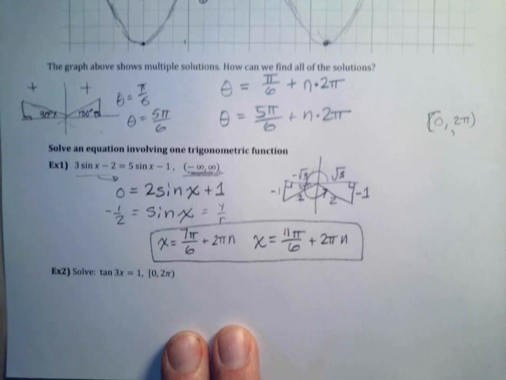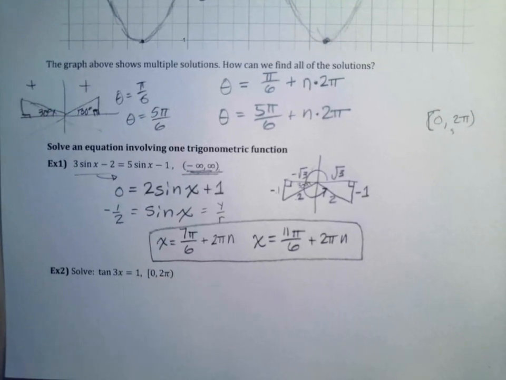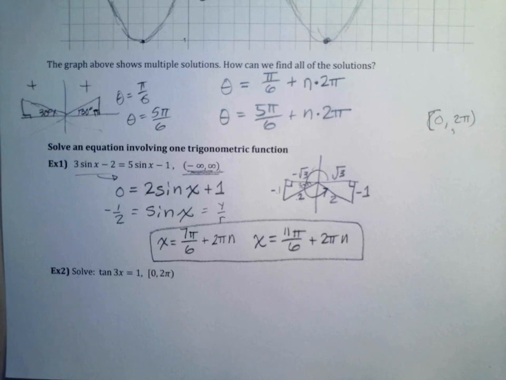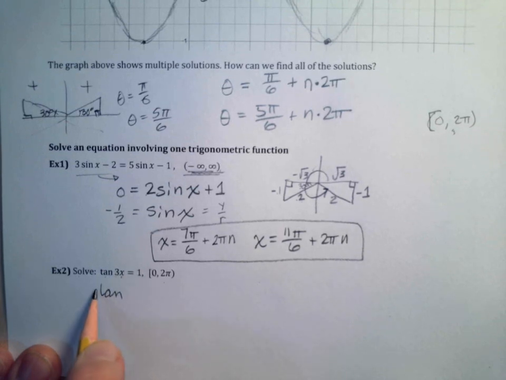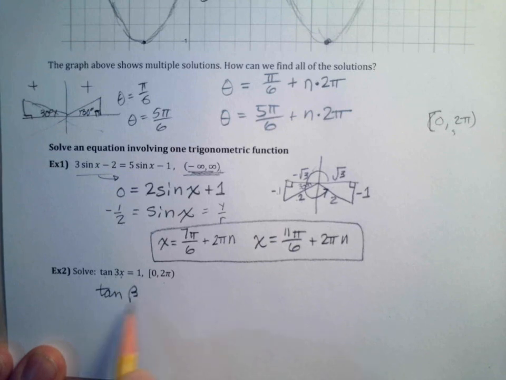Okay, now the next one is asking us to just do one revolution. What are the solutions in one full revolution from 0 to 2 pi? All right, so what we sort of want to do is a substitution almost. Because it's tangent of 3x, I can't say what x is, but I can say what 3x is. In other words, let me write it like this: tangent, and let's change it. Let's say beta. Tangent of beta equals 1.